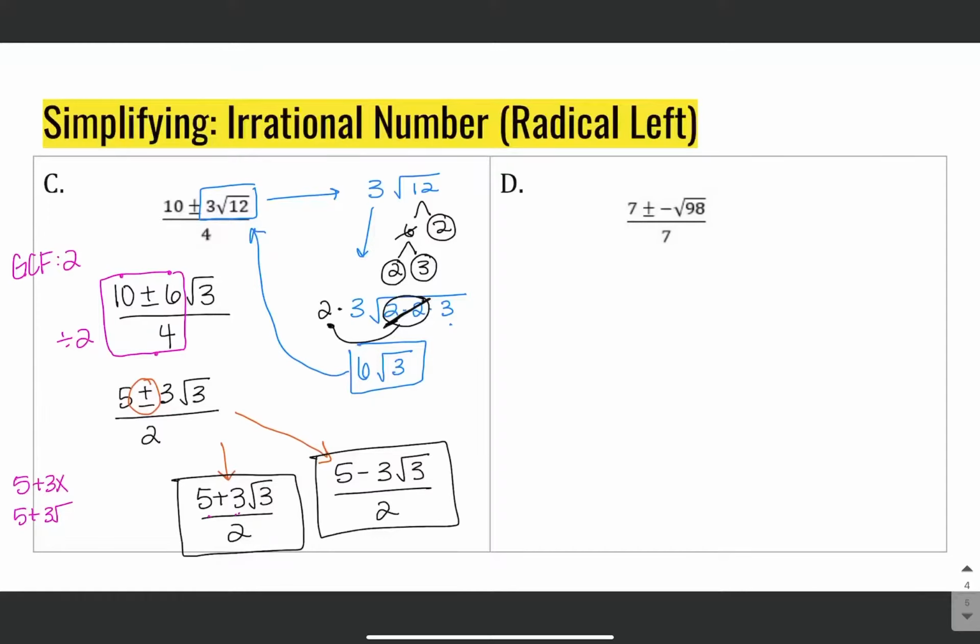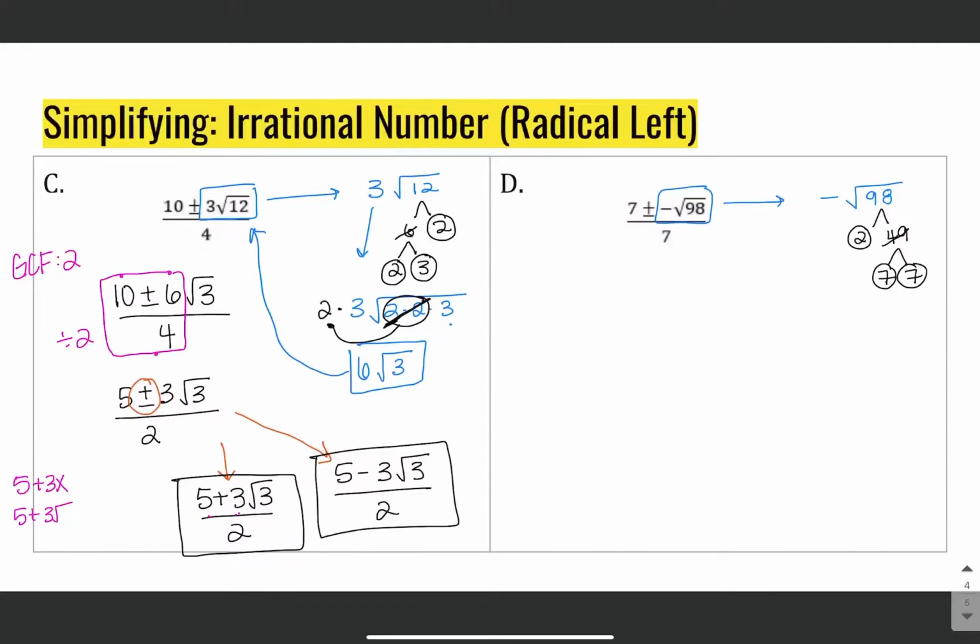All right, let's look at our next example. Think to yourself, what would I be pulling out to simplify? We would be pulling out a negative and then the radical 98. Let me go ahead and break that down. We can divide 98 by 2. So it would be 2 and 49. And then we can break down 49 into 7 and 7.